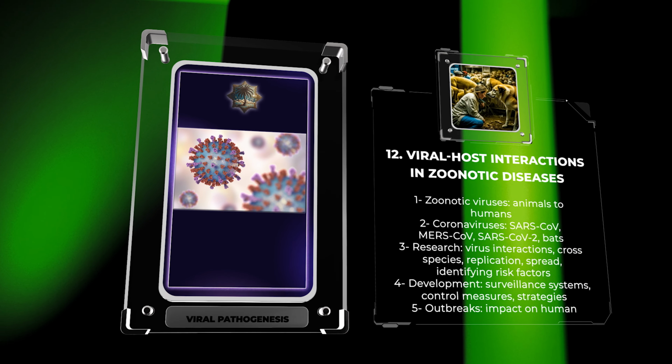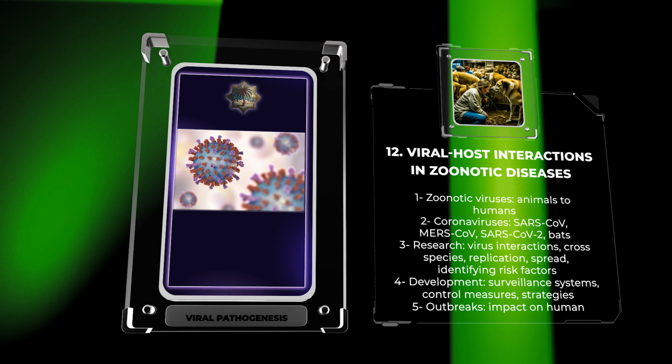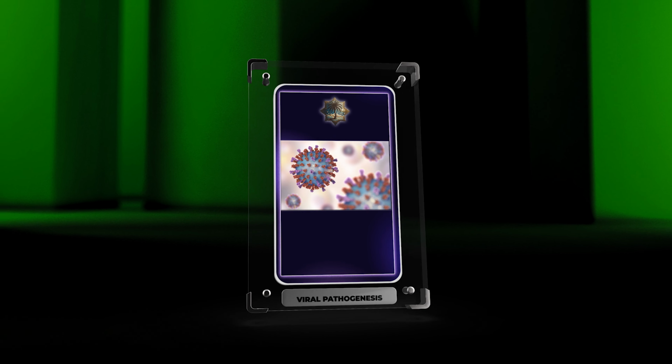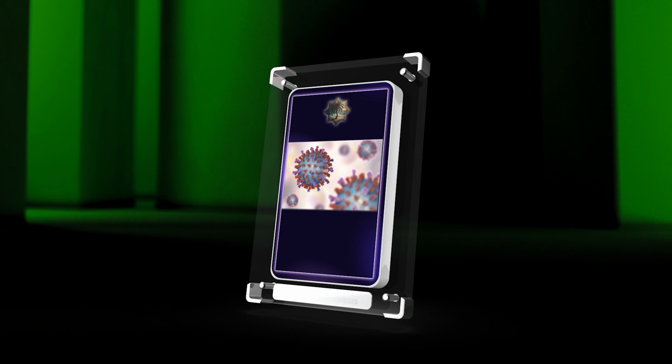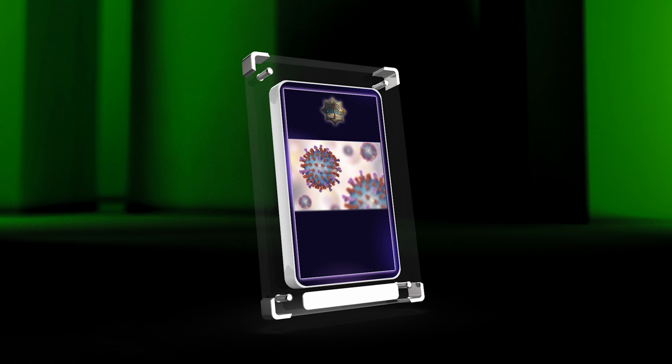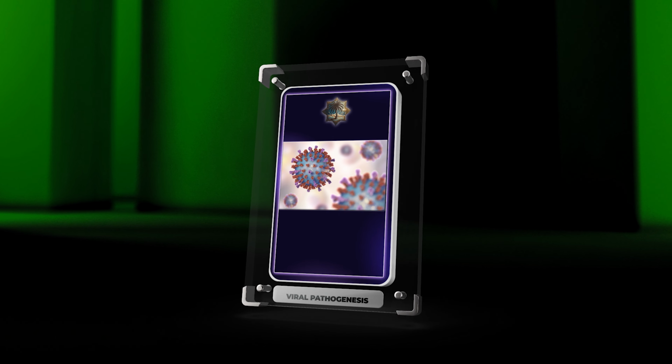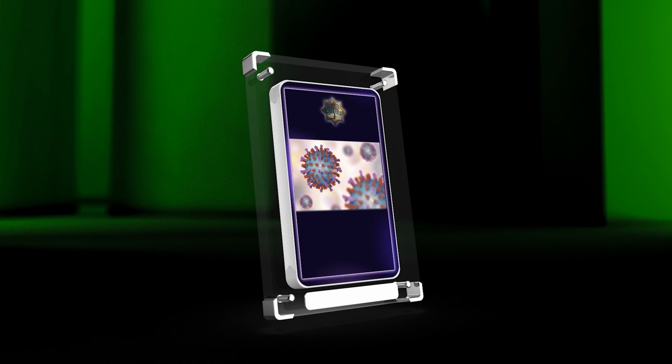This knowledge helps in developing surveillance systems, control measures, and strategies to minimize the impact of future outbreaks on human health. Understanding how viruses interact with their hosts is crucial in deciphering infection, immune response, disease progression, organ-specific interactions, and interspecies transmission. Through research, we can develop antiviral therapies, vaccines, and preventive measures against emerging viral diseases. Improving diagnostic tools, surveillance systems, and interventions will promote a healthier future and minimize the impact of viral infections.